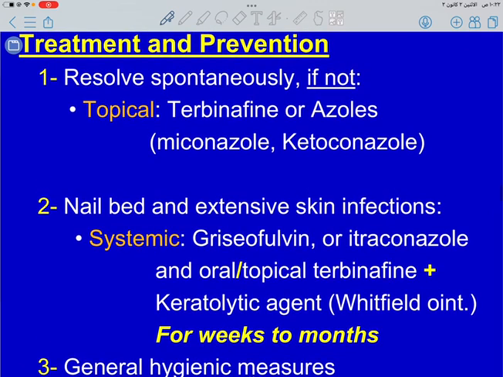Nail bed and extensive skin infection. Nail bed: الدراجز الميديسن ما يخش للنيل بسهولة، لأن صعب دخول الأدوية للنيل، فنحتاج فترة أطول ونحتاج systemic use. So systemic use of griseofulvin, itraconazole. You may use also oral and topical terbinafine and keratolytic agent.